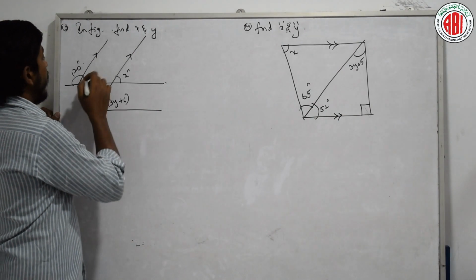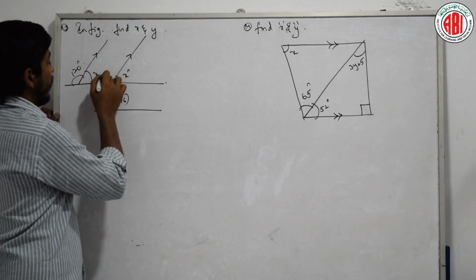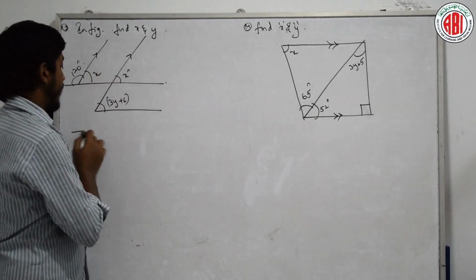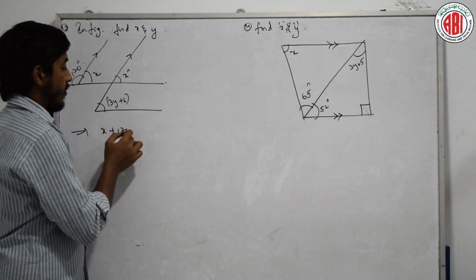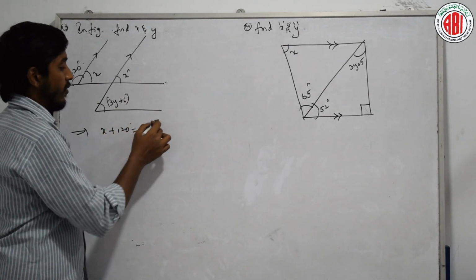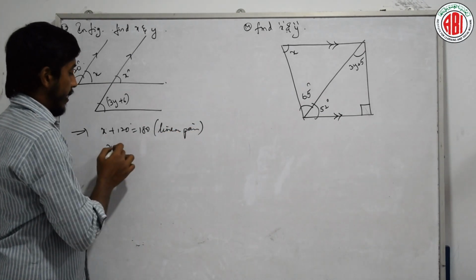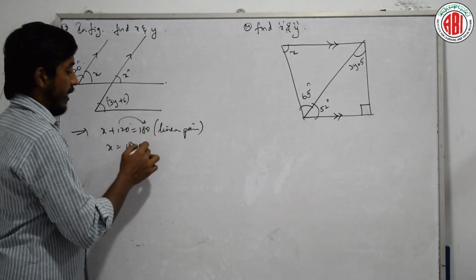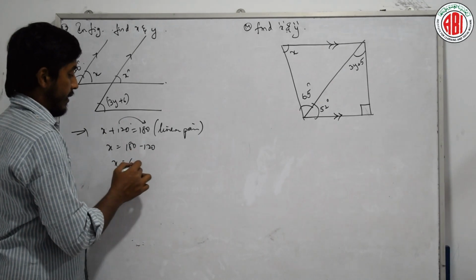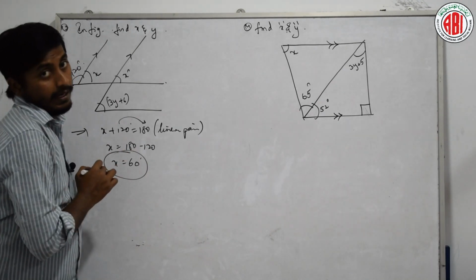See here, if this is x, this is also x. Obviously linear pair. Yes or no? x plus 120 is equal to 180. That is nothing but linear pair. x is equal to 180 minus 120. x is 60 degrees. Right?